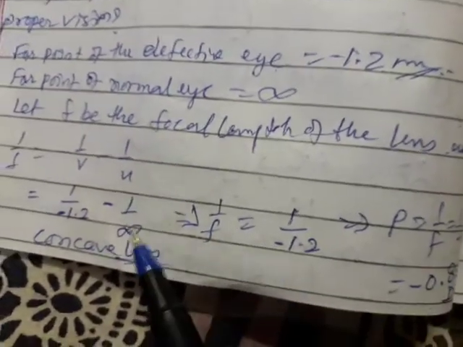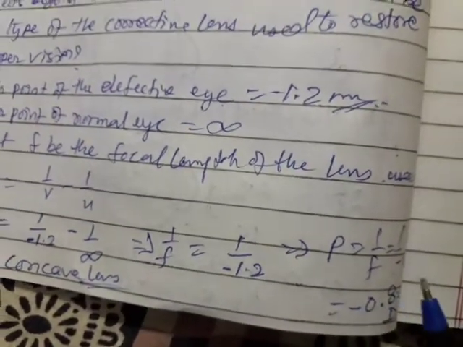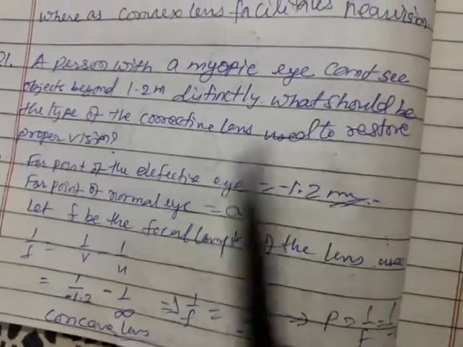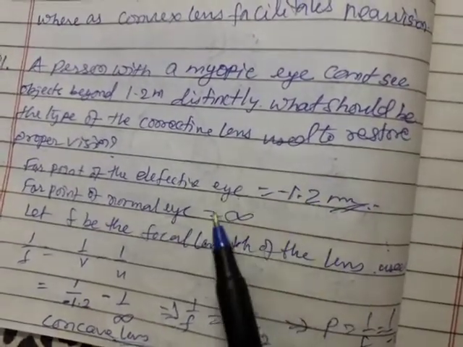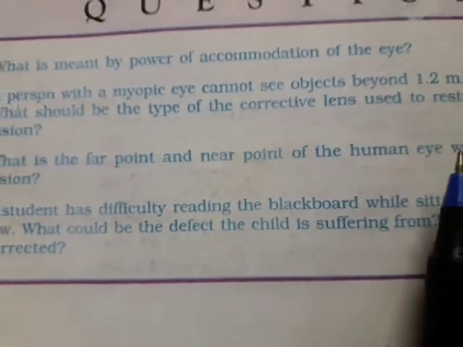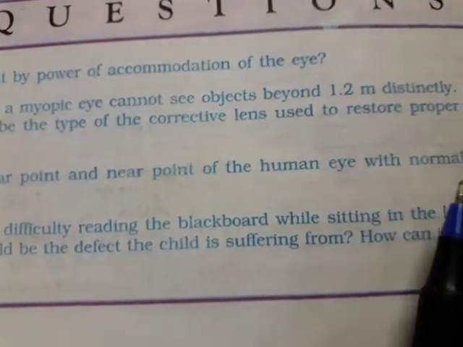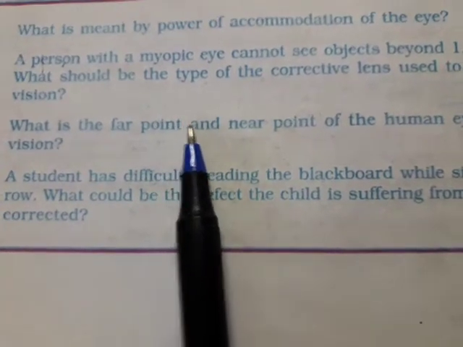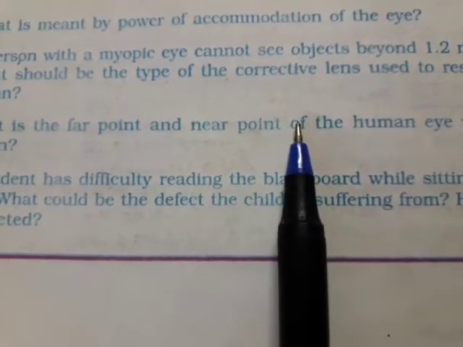So a concave lens of 0.83 diopter is used for the correction of this myopia. Next is question number 3. What is the far point and near point of the human eye with a normal vision? So my dear students, the far point is infinity and the near point for a normal vision is 25 centimeter.